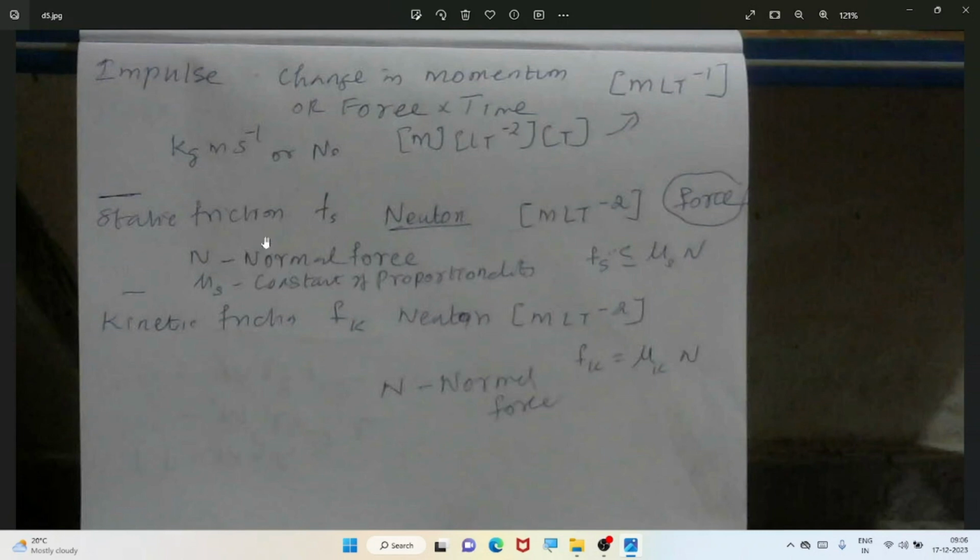Static friction. Friction is nothing but a force. So this will have the same unit as force, mass into acceleration. Similarly, kinetic friction is also the same. Friction is a force.